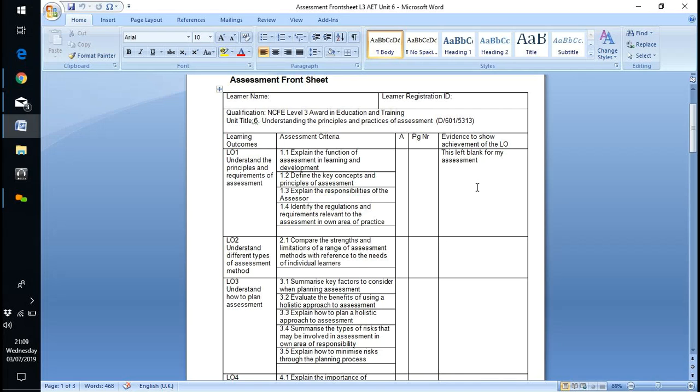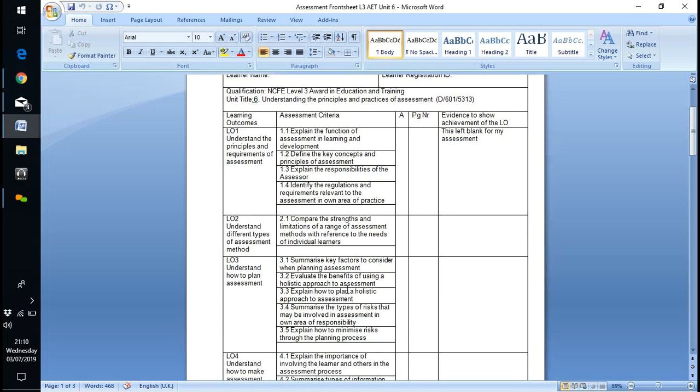It's mainly formulated on the assessment process. And it's a little bit wider possibly than what you're doing, but that's okay. There's some stuff on there to give you some information to follow some of that up, yeah? But again, it looks at identify the regulations and requirements relevant to the assessment processes in your own area of practice, yeah?